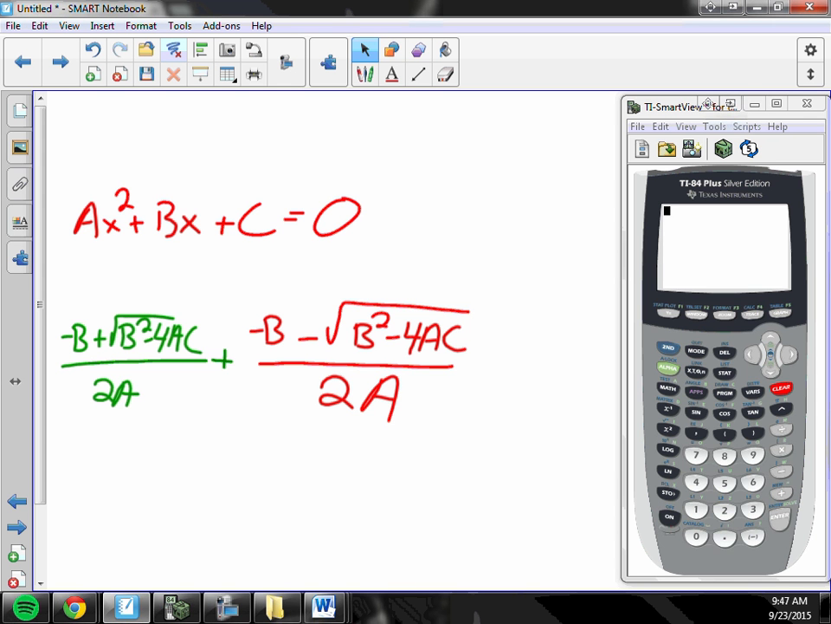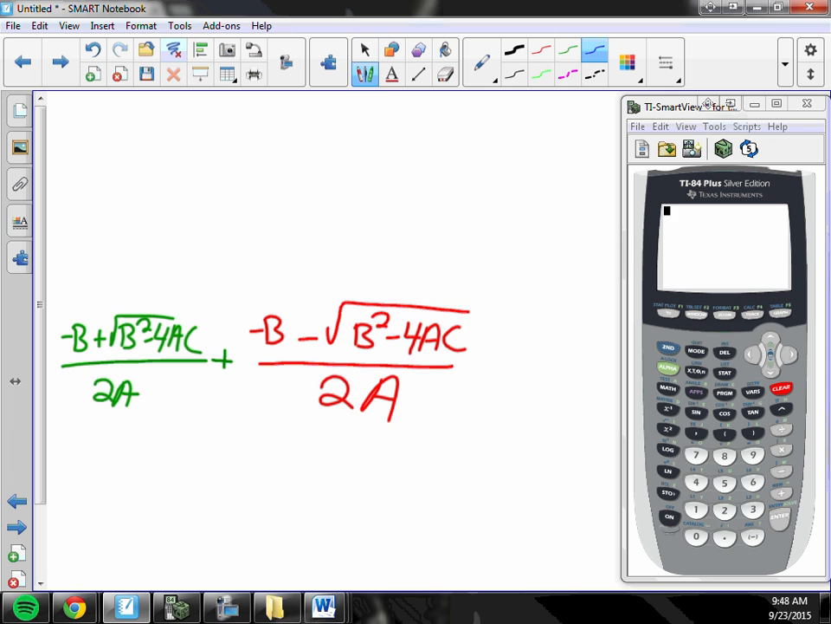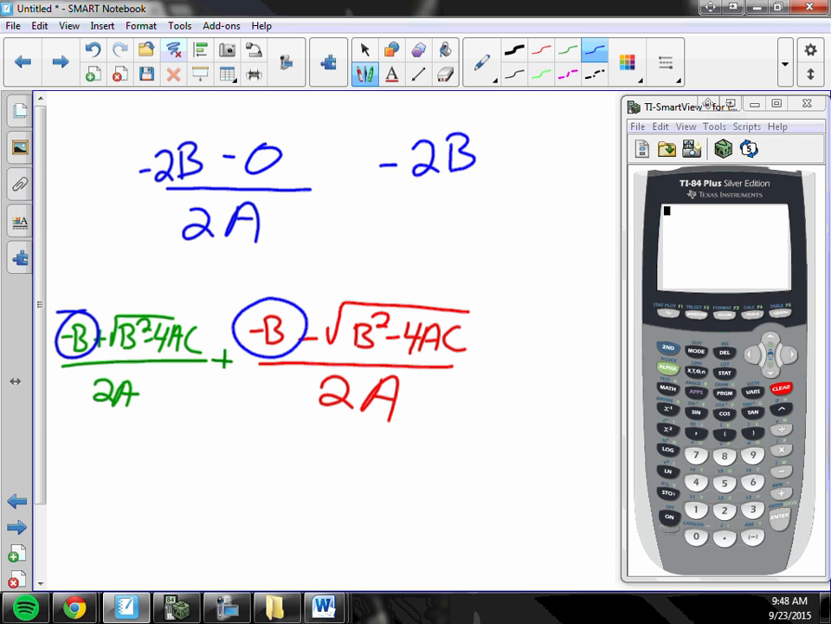Well, in order to add two fractions, you have to have a common denominator. Do I have that? Yes. So that'll make it easier. So my answer is going to be over 2a. What is negative b minus b? Negative 2b. And what is the square root of b squared minus 4ac minus the square root of b squared minus 4ac? 0. So that's minus 0. So negative 2b over 2a simplifies to negative b over a, which until today, I didn't know that was true.